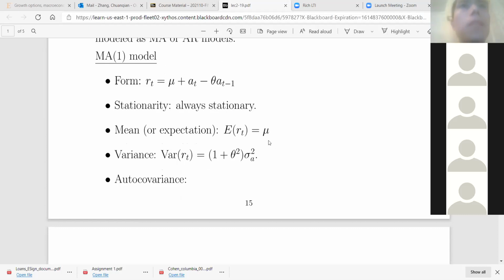Okay, so let's look at the mean value. The mean is very straightforward. You just simply take the expectation. Remember, for the shock, the news shock, the expectation goes to 0. So it's only mu here. It's simple, right? And if you look at the variance, the direct solution is (1 plus theta squared) times sigma squared. Again, I assume that no matter whether it's a_t or a_(t-1), their variance is the same, which is sigma_a squared.